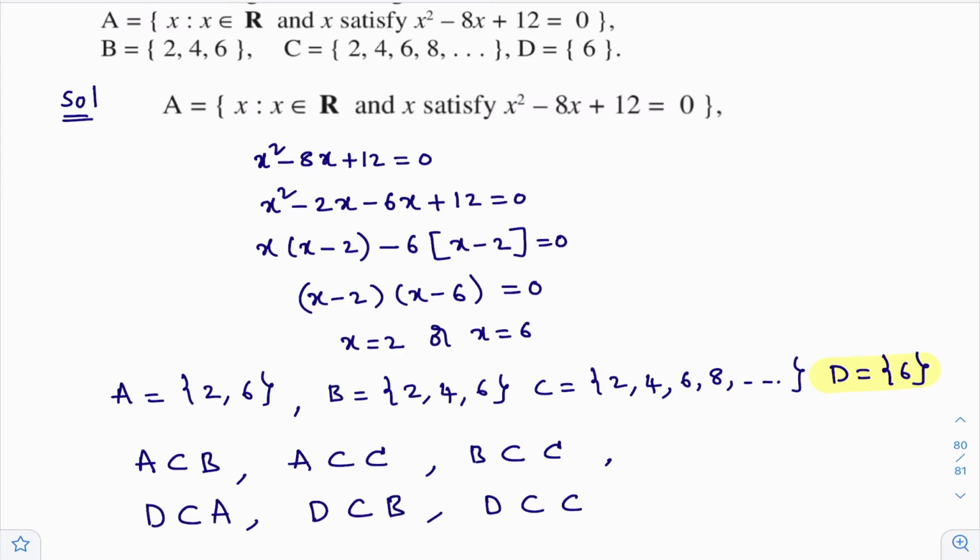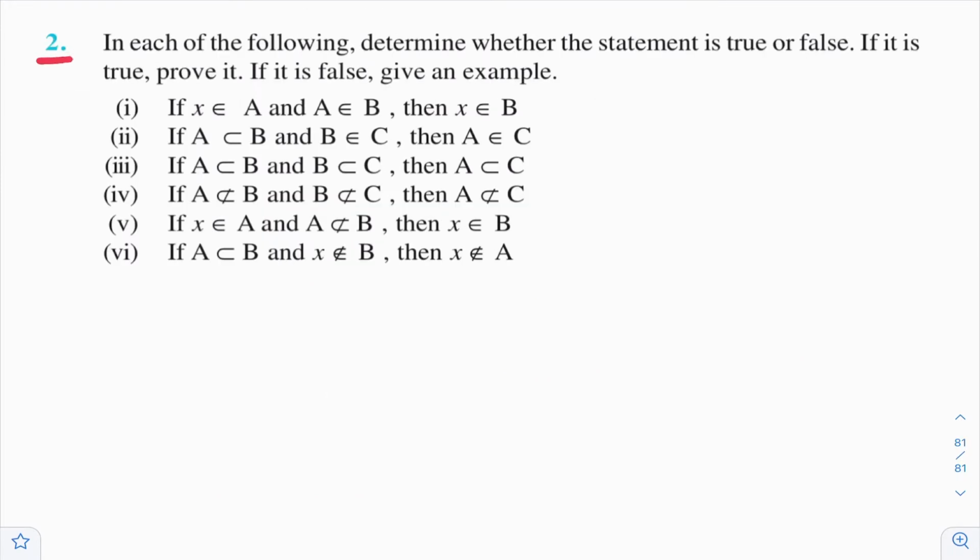Now we'll move to the next question. Observe the second question, what they are asking. In each of the following, they have given a total of 6 bits here. Determine whether the statement is true or false. You need to decide whether the statement is true or false. If it is true, then prove it. If it is false, give an example why it is false.